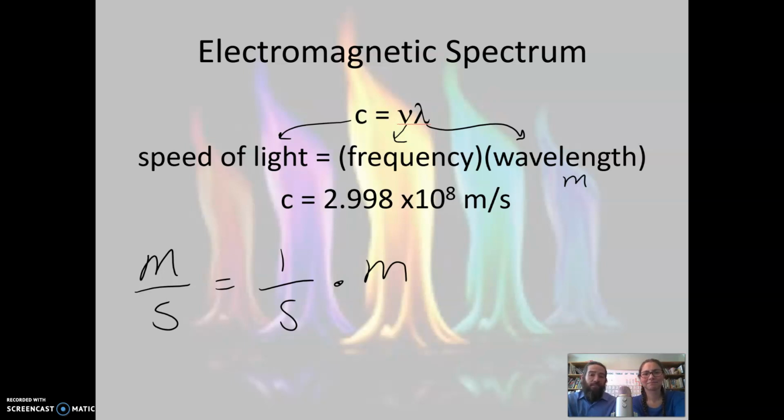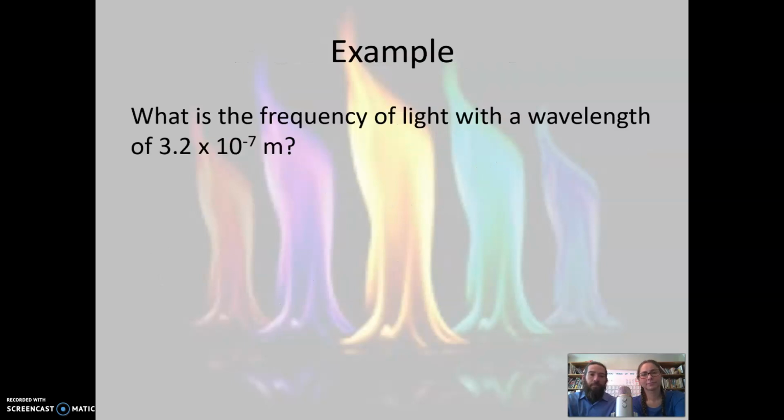Speed of light is always given. It's always going to be available for you. So if we have a frequency or a wavelength, we can calculate the other using this relationship. So here's an example. What's the frequency? So we're looking for nu, the frequency of light with a wavelength of this, and it's in meters.